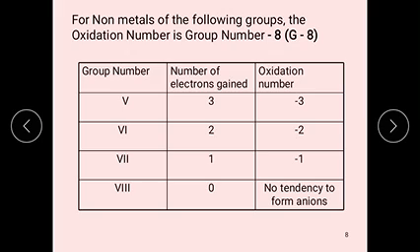Next one is for the nonmetals. They may gain electrons, and the oxidation number is equal to the total number of electrons gained. In nonmetallic cases, the oxidation number may go from 0 to -1, -2, -3, -4, etc.